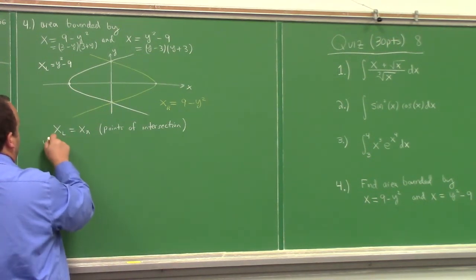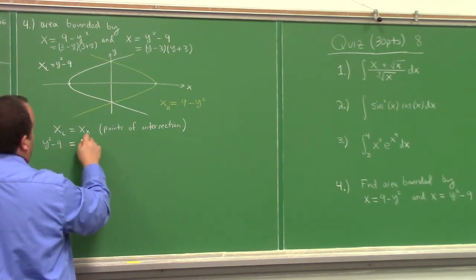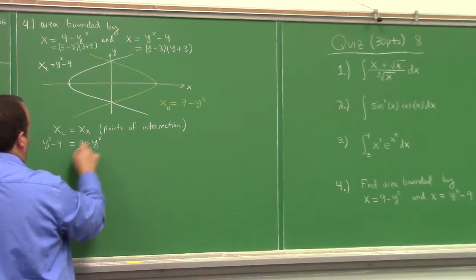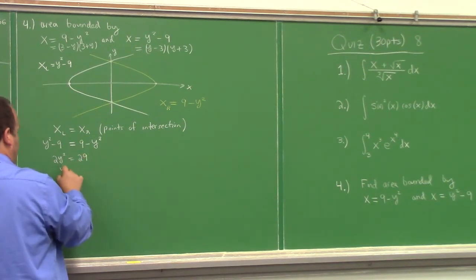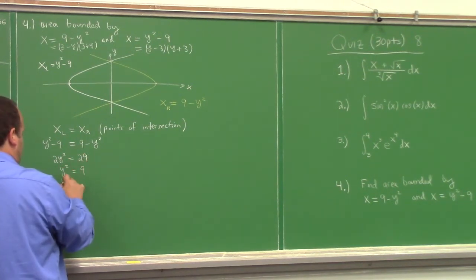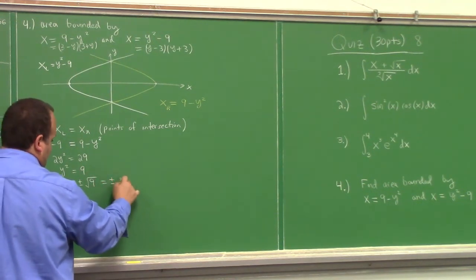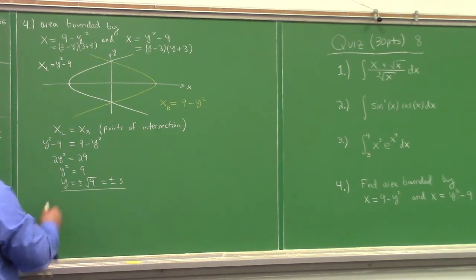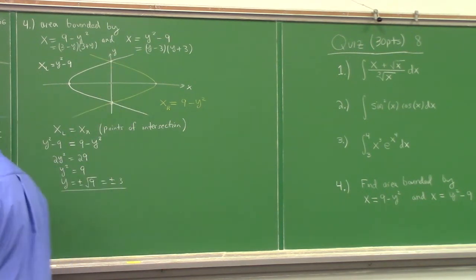So we have y squared minus 9 equal to 9 minus y squared, right? Which gives us 2y squared equals 2 times 9, which gives us y squared equals 9, which gives us y is equal to plus or minus the square root of 9, which is plus or minus 3. So this point right here and that point right there, those points of intersection are in fact at plus and minus 3.